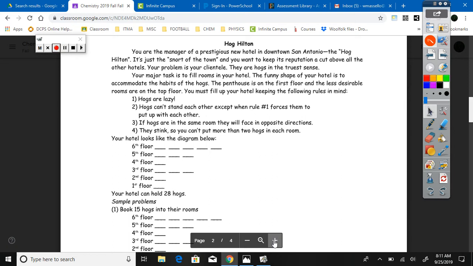Okay? So click on this thing that says Hog Hilton. And we're going to learn about pigs on a farm, and that's going to teach us about where electrons are. Literally. Pigs will teach us about how to find electrons. I'm serious. So click on this thing that says Hog Hilton. All right, and Miriam is going to read us that paragraph about hogs. The Hog Hotel, the Hog Hilton. Go ahead, Miriam.